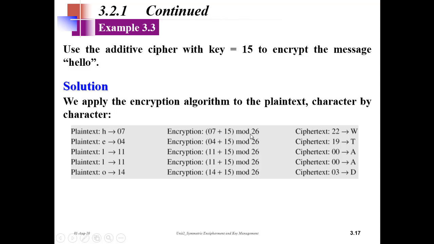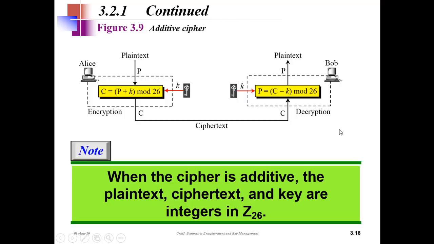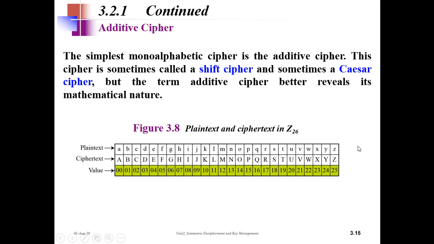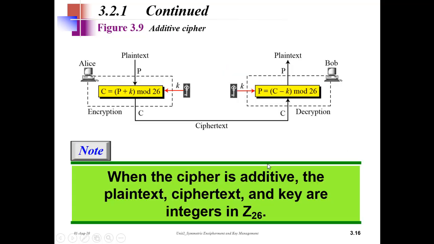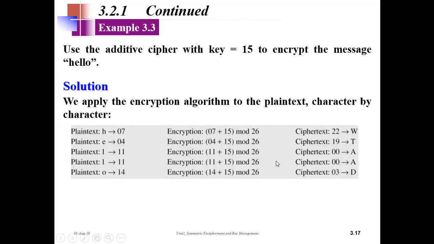So 22 mod 26. What is the remainder? 22 upon 26, 26 zeros are 0. The remainder is 22, so the ciphertext is 22. What does 22 correspond to? 22 corresponds to W, and since we are writing ciphertext, it is capital. So 22 corresponds to W.